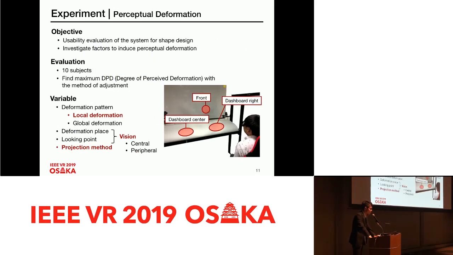Because we are also interested in the influence of vision, local deformation occurs either in the dashboard center or dashboard right, as you can see in the bottom right figure. And subjects look at either the dashboard center, dashboard right, or front. For the analysis, we summarize the deformation place and the looking point as vision, which are central vision and peripheral vision. We also tested both monoscopic projection and stereoscopic projection.